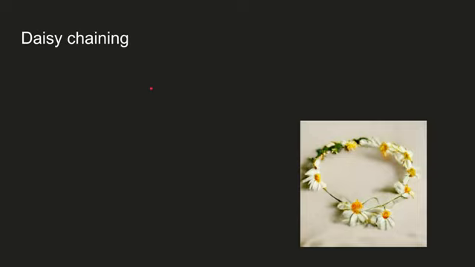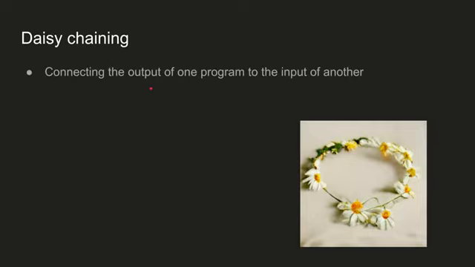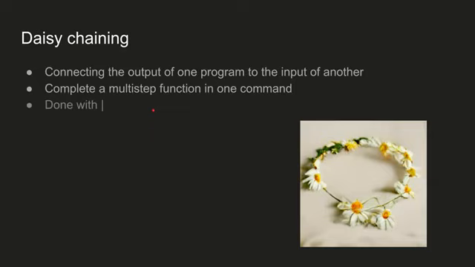So now daisy chaining. All this is connecting the output of one program to the input of another. And you can craft these multiple step functions that take place in just one command. And you do that with pipe. We've seen this already with piping to less and piping to grep.